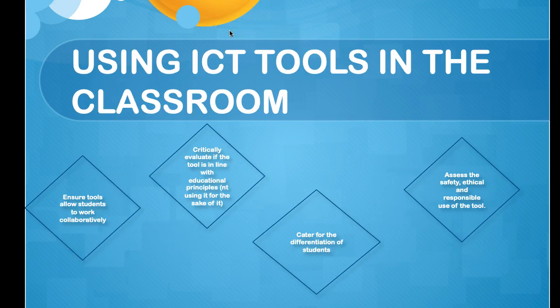So that brings me to the end of the discussion of 3 different ICT tools that can be used in a constructivist-based classroom. To finish off, I'm just going to talk about how these tools should be used and what needs to be taken into consideration when deciding if and how to use them. So 1, we need to ensure that tools allow students to work collaboratively. We need to critically evaluate if the tool is in line with educational principles. So we're not just using ICT for the sake of using it and ticking off that box. It really needs to be relevant to their learning.